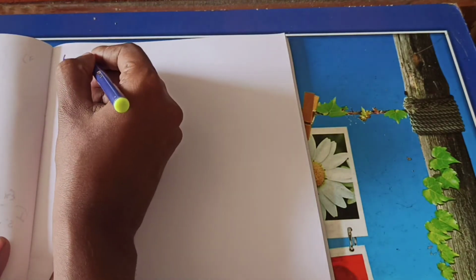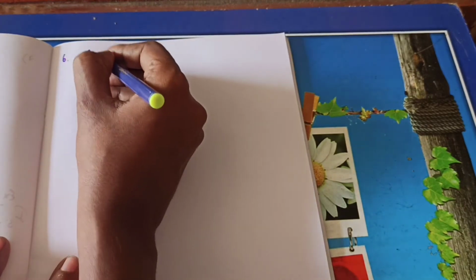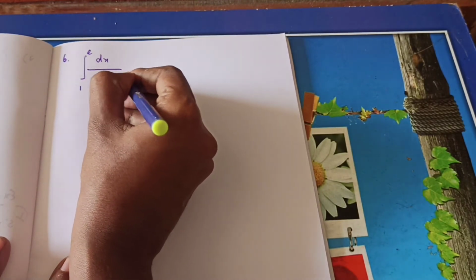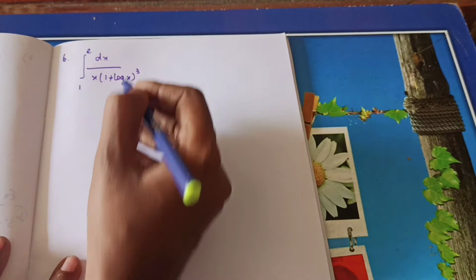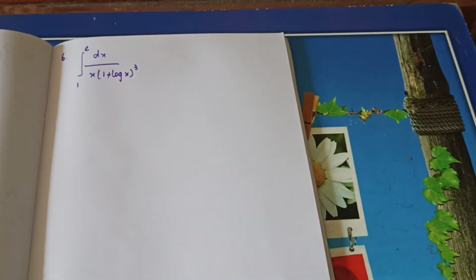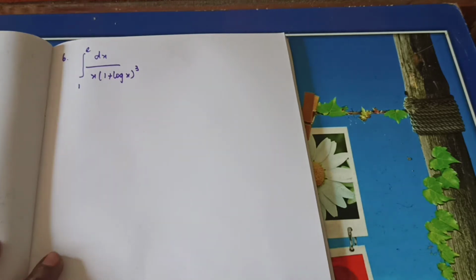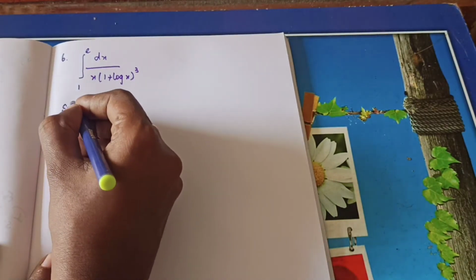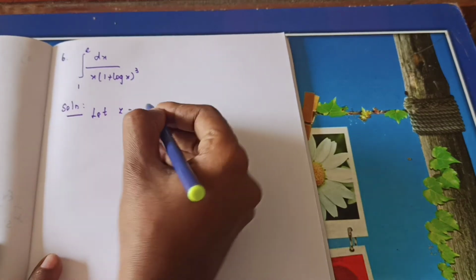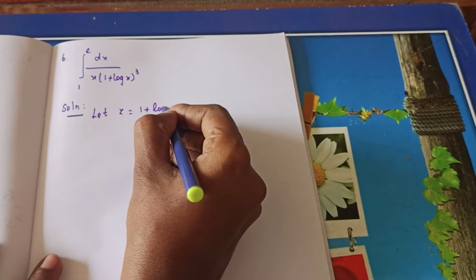Problem number 6. Integral of 1 to e, dx divided by x into 1 plus log x the whole cube. So here also we will use the same substitution. Solution. Let z is equal to 1 plus log x.